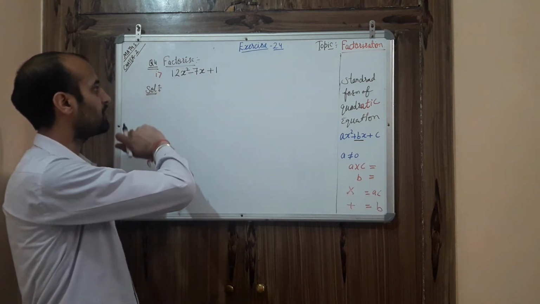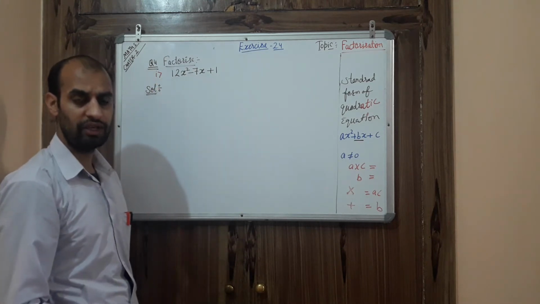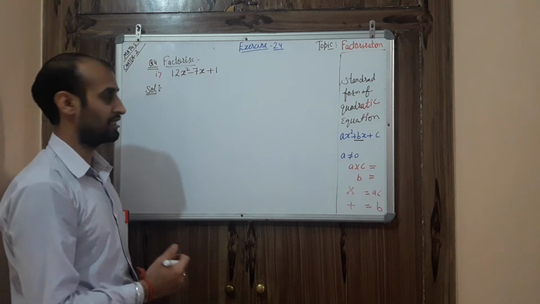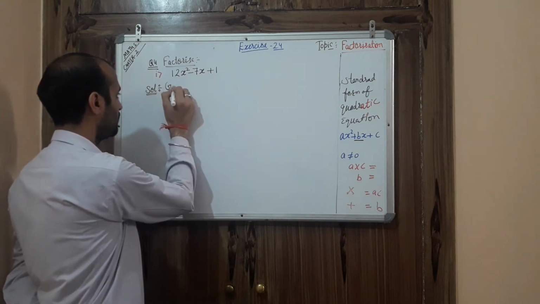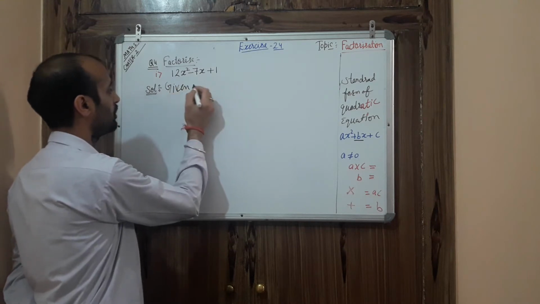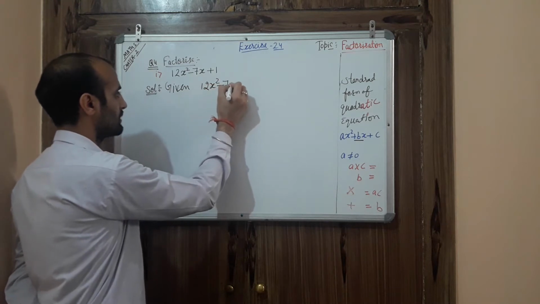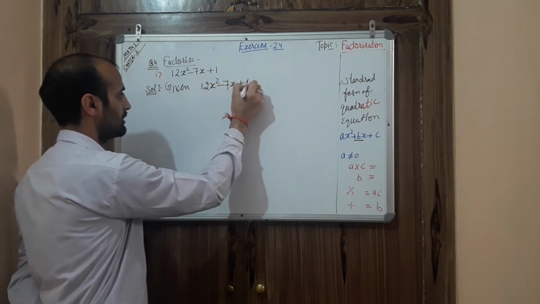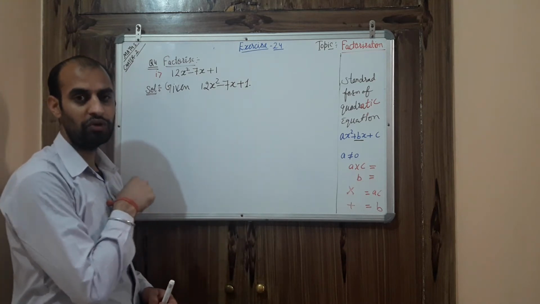Question number 4, first part is 12x raised to power 2 minus 7x plus 1. We need to factorize it. First we need to write what is given; you can write given equation or polynomial. That is 12x square minus 7x plus 1. First you need to write it the same. Second, you need to compare.